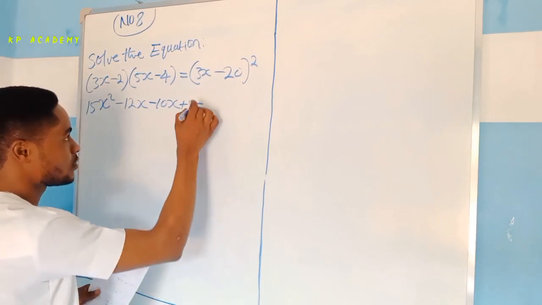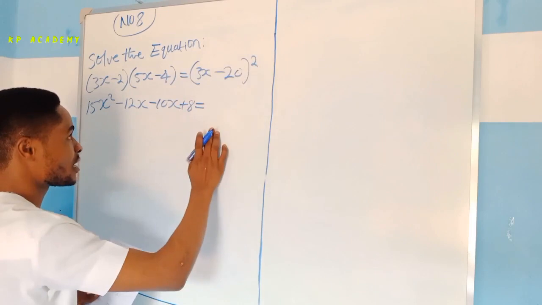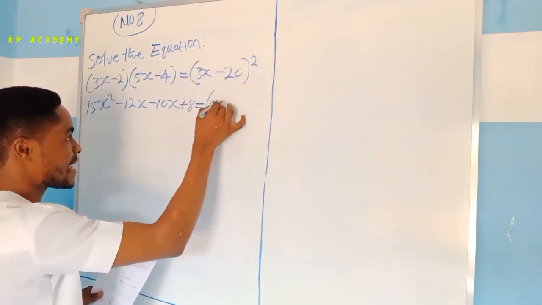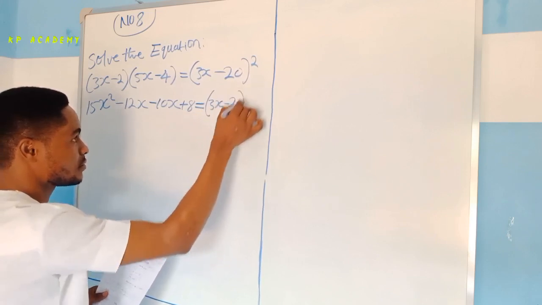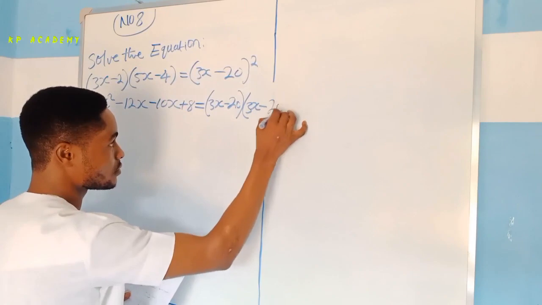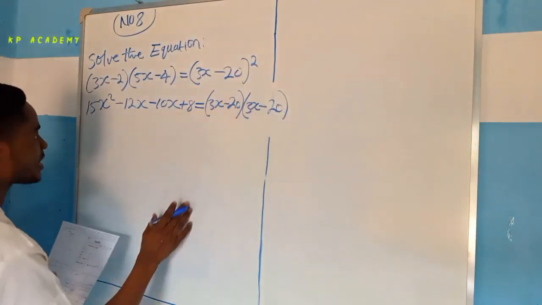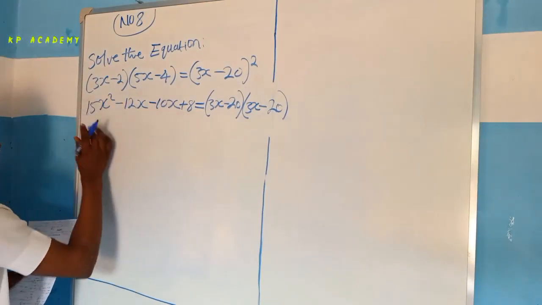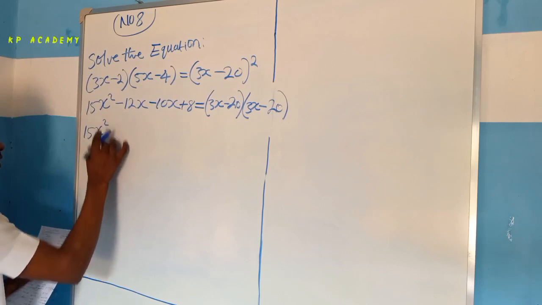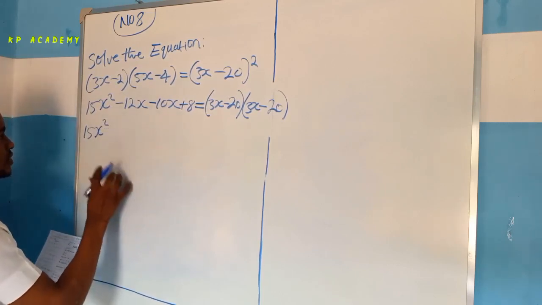Expanding the right hand side, this is more like a binomial expansion now. This which you see here is more like saying 3x minus 20 into 3x minus 20. All right, so this and this are the same. So let's now deal with the left hand side again. So we have 15x squared minus 12x minus 10x, we have minus 22x.